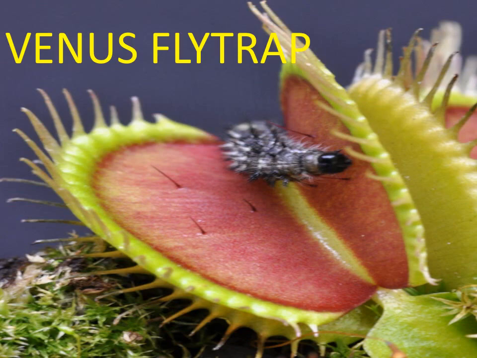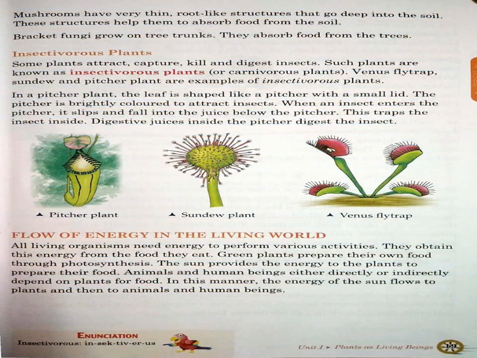Now, flow of energy in the living world. Let us discuss what this is. The heading is saying flow of energy. That is, energy is flowing in the living world among the living beings. All living organisms need energy to perform various activities. Very true. We need energy for doing different types of activities. And this energy is easily obtained from where? From the food that we eat.